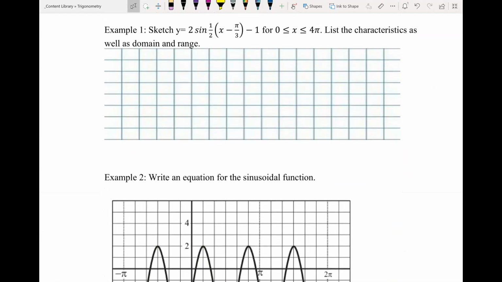So let's do another example. We have y equals 2 sine of a half of (x minus pi over 3) minus 1. I'm just going to get rid of this domain because it does complicate the question a little bit more. So I just want to make sure you can draw one period of that. It also says list the characteristics as well as the domain and range. Okay, so our first step is to find our middle line, which is going to be located at y equals -1.